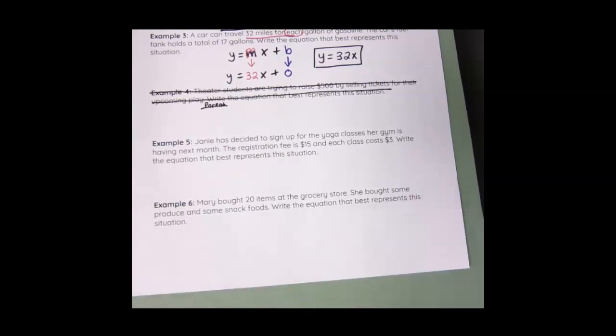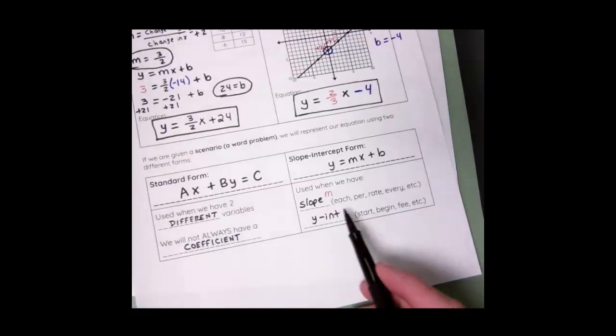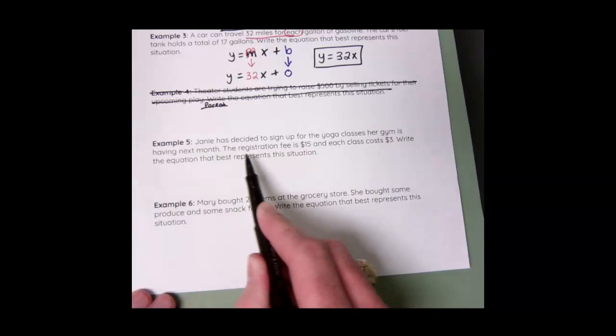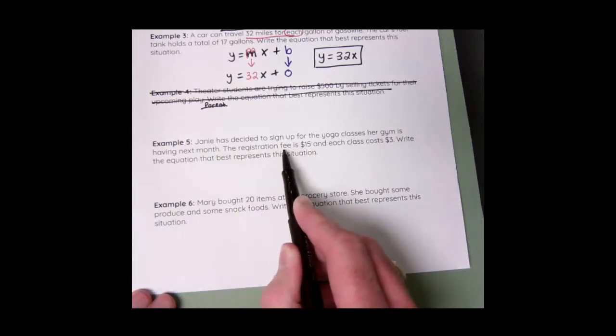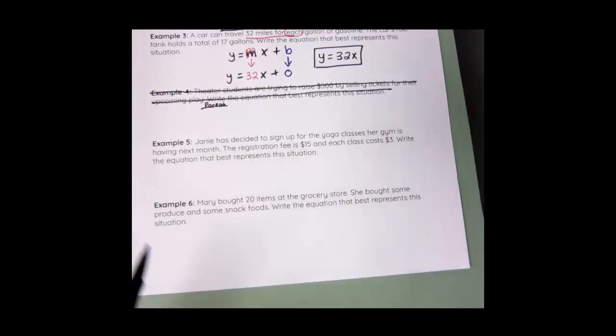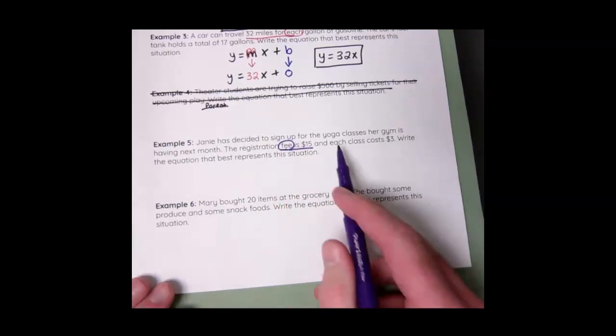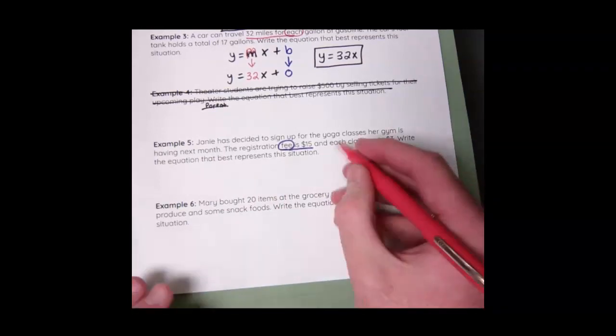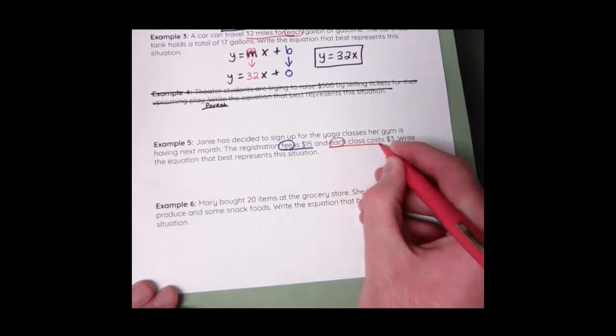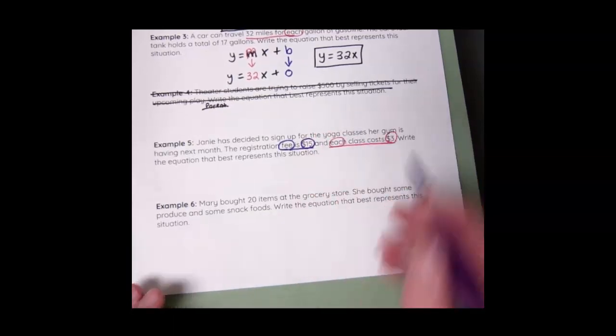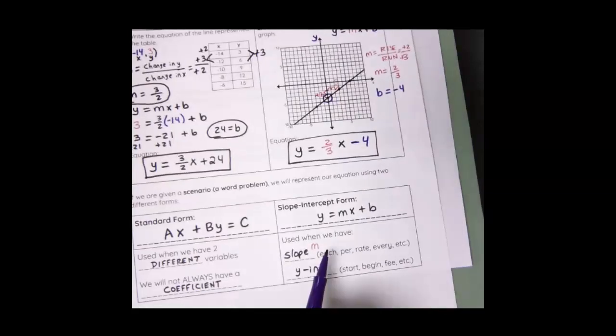So right off the bat, we should be asking ourselves, okay, what kind of words is it using? Is it using words like each and per and rate and every? Well, let's take a look. Janie has decided to sign up for the registration. The registration fee, that's a buzzword, right? That's a buzzword for the y-intercept. Fee is $15. And each, that's a buzzword for slope. Each class costs $3.